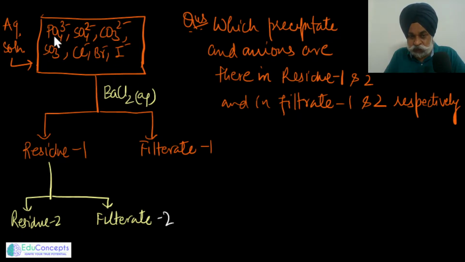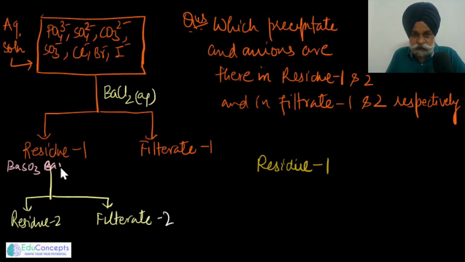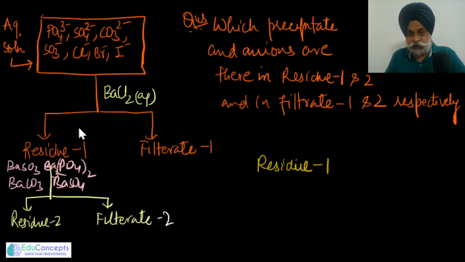Now you have to see who among these would get precipitated as barium salt. So we will see in residue 1, here what I would see is barium sulfite, barium phosphate, barium carbonate and barium sulfate. All of these get precipitated here because we know that the salts of chloride, bromide and iodide as barium chloride, bromide and iodide would remain in the filtrate. These would not precipitate as barium salt.